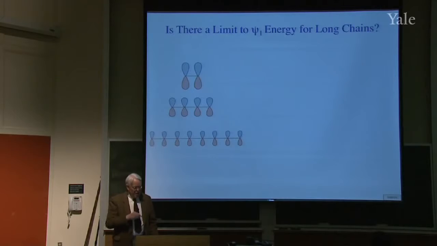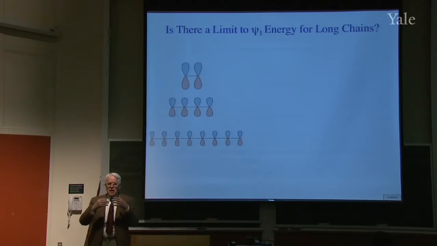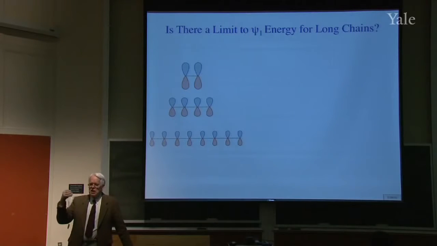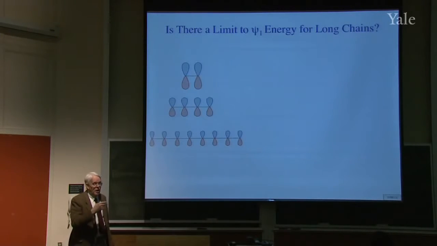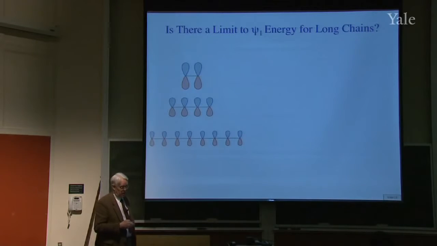Okay, now, so we see that when we mix these, they go up and down, right? Is there a limit? If we put a whole bunch of these pi orbitals in a row, as in carotene, or something even longer than that, do we just keep getting lower and lower energies for the lowest energy? So let's consider a few of these and just think about it sort of approximately quantitatively.